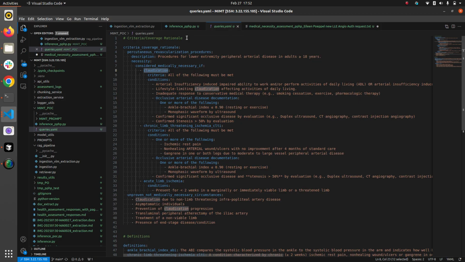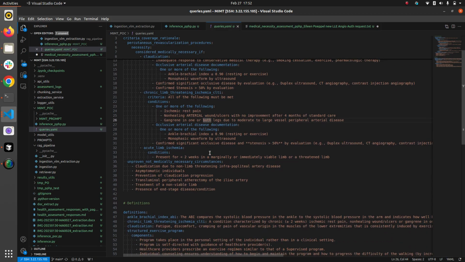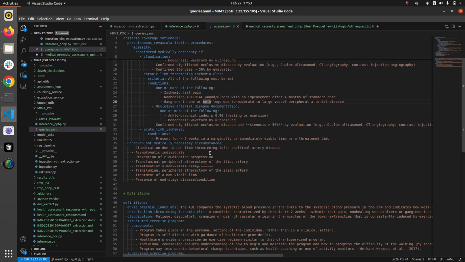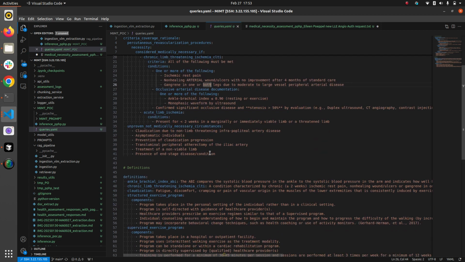So we have a trade-off too, which basically helps us to maintain information which needs to be explicitly mentioned, for instance the ABI value less than 0.90, and we also have information which needs to be semantically mentioned, that is ischemic restraint. We have formed a good trade-off between that so that you can work through both of these, and the qualitative things and the quantitative things are covered equally.